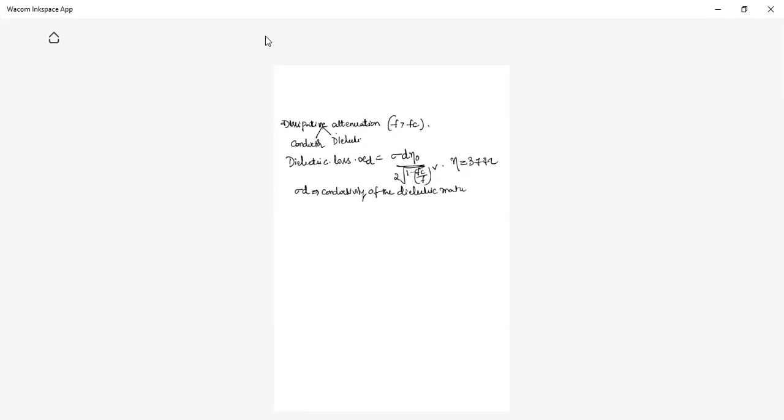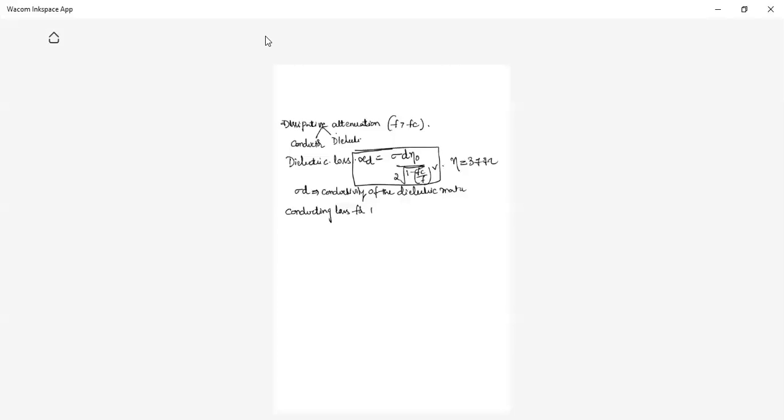Sometimes in problems, all these parameters are given. I'll show one problem and we'll solve it so that you can come to know how to calculate dielectric losses and how to calculate conducting losses. The conducting losses depend upon the mode. This expression is the dielectric loss expression. So what about conducting loss? Conducting loss depends upon mode.